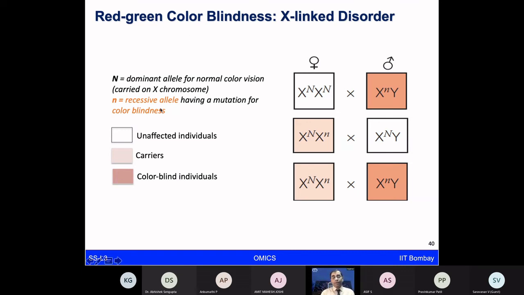So if there is a mutation on the X chromosome, for simplicity's sake we denote it as a small n, a recessive allele. The normal dominant allele is shown as a capital N. Here there are three possibilities. At the time of marriage, the female is normal and the male is colorblind. Or the female is a carrier: you can't see that she is carrying this trait, but she is carrying the problem, though not apparent, not dominant, and the male is normal. Or the third possibility is that the female is a carrier of color blindness and the male is colorblind, right? So these could be the possibilities.